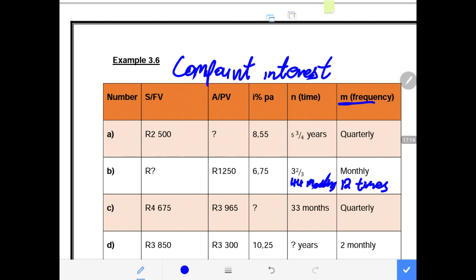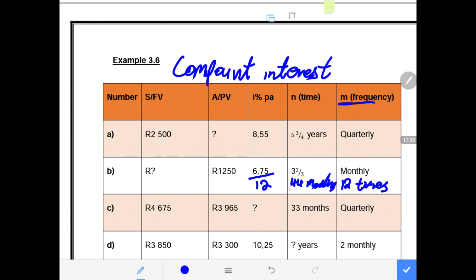And our i must be divided by the number of compounds in a year. There are 12 compounds in a year if the interest is compounded monthly, because there are 12 months in a year. So now we need to be focusing on that. And for 44, we ask, how many compounds do we have? It is 12 compounds. So now this is already 44 months.